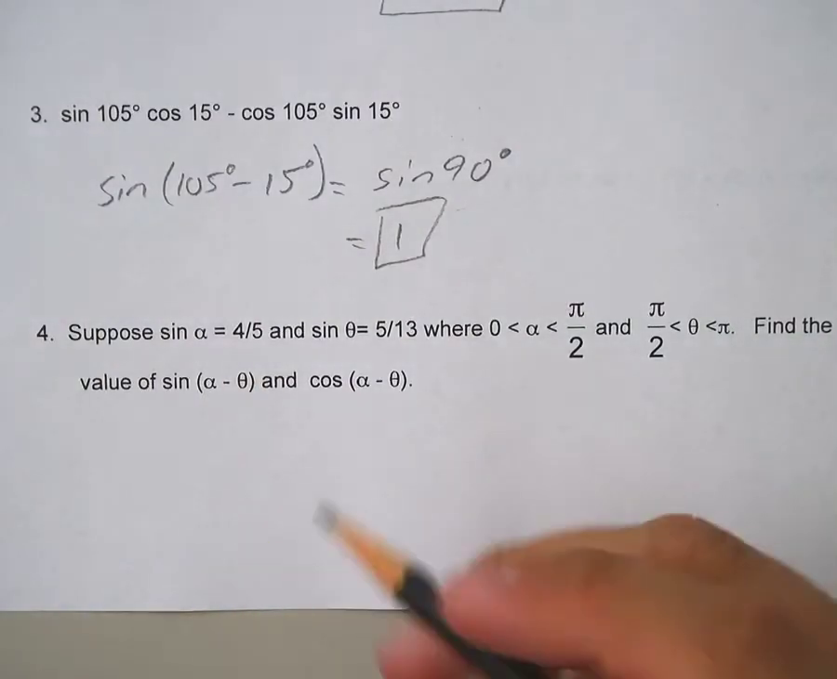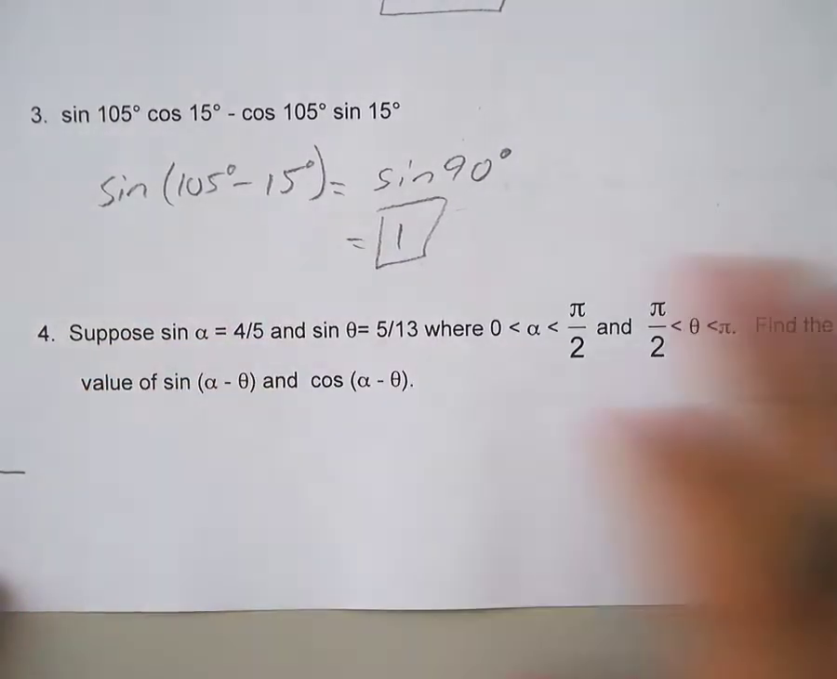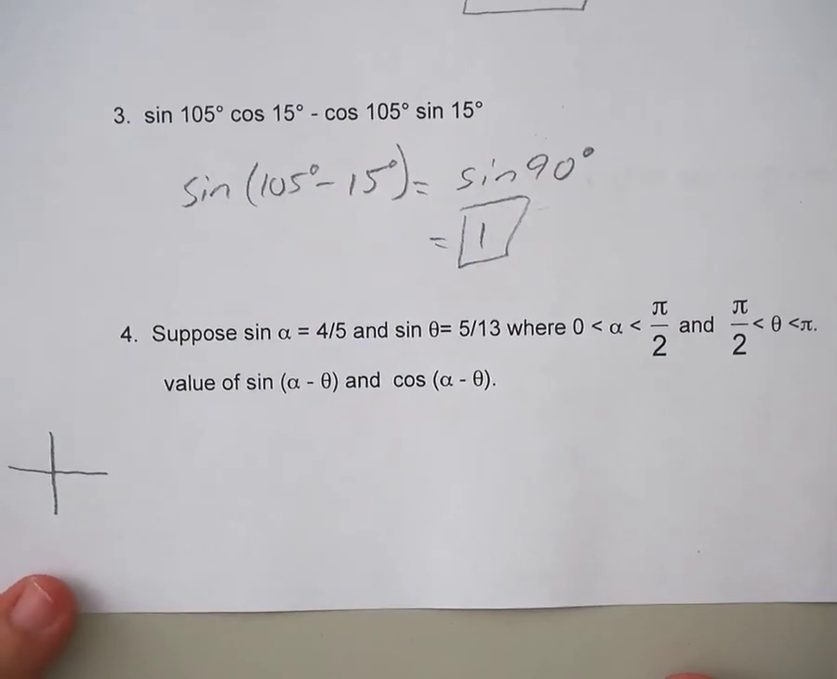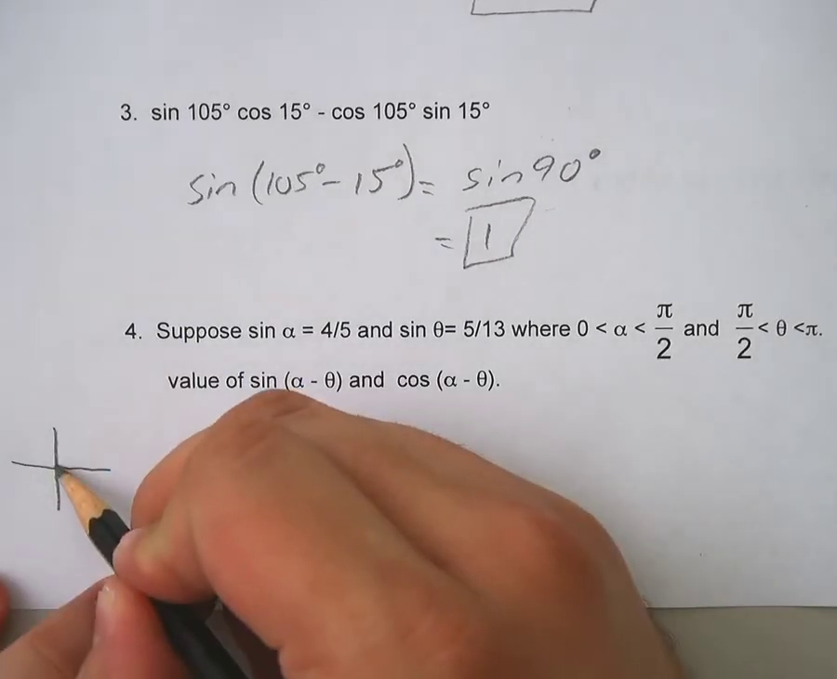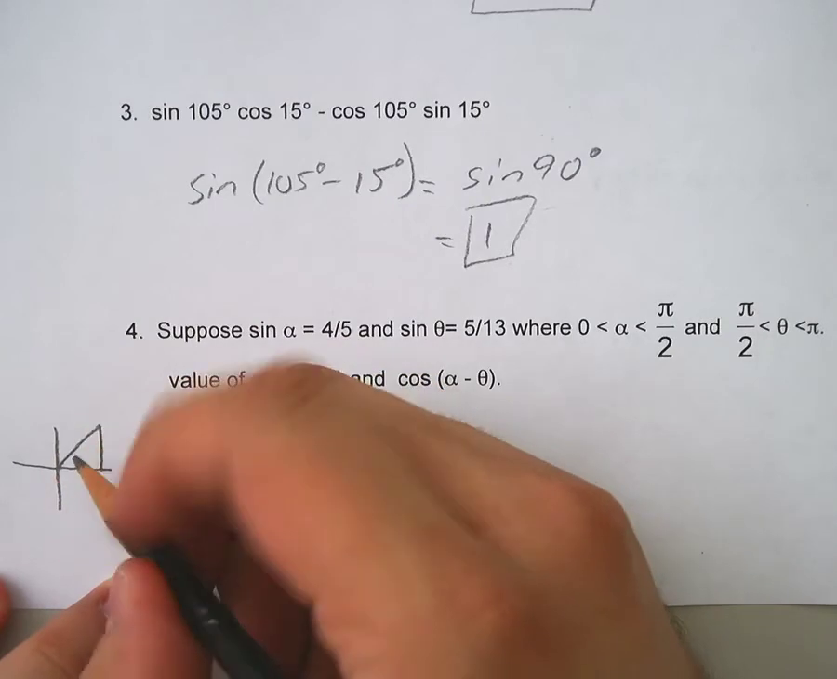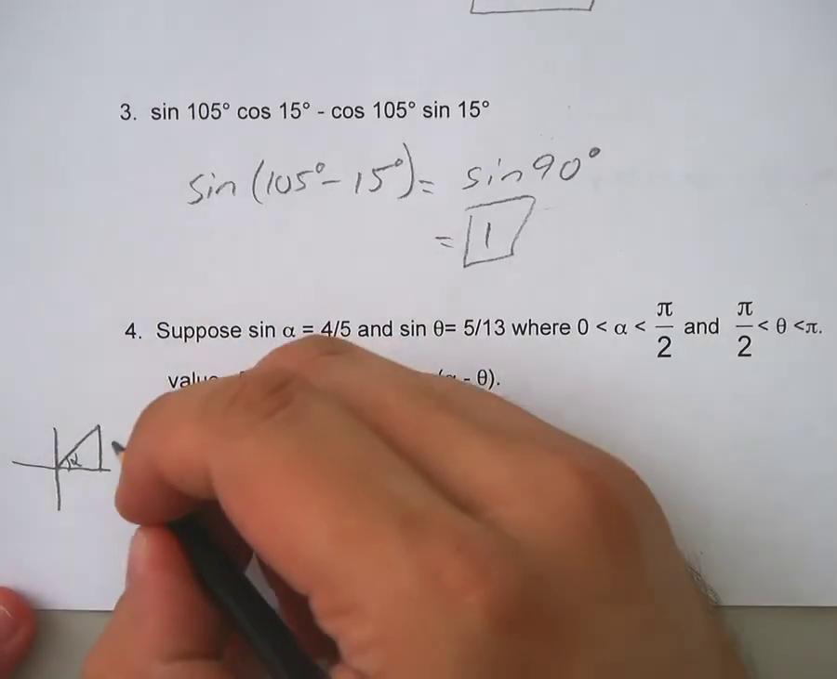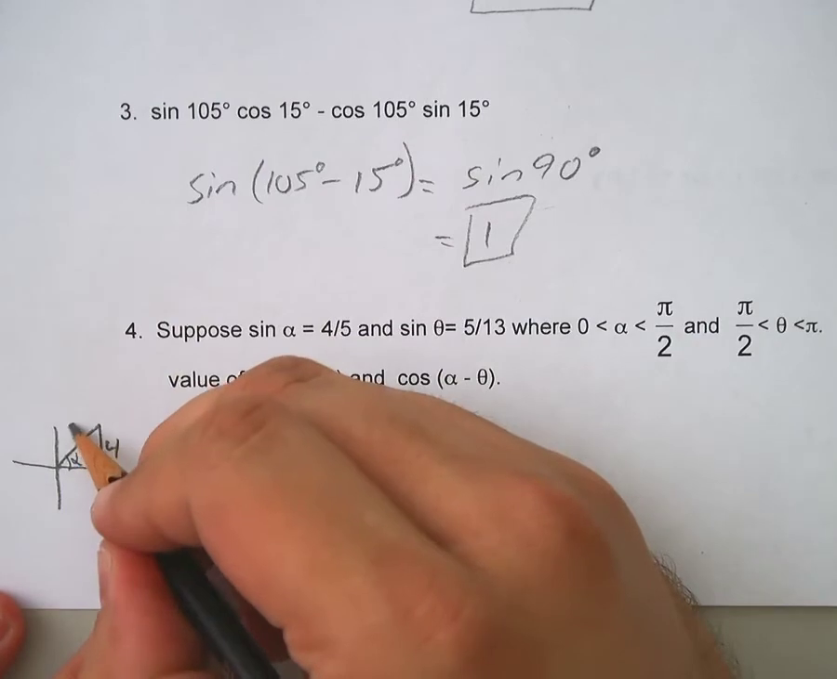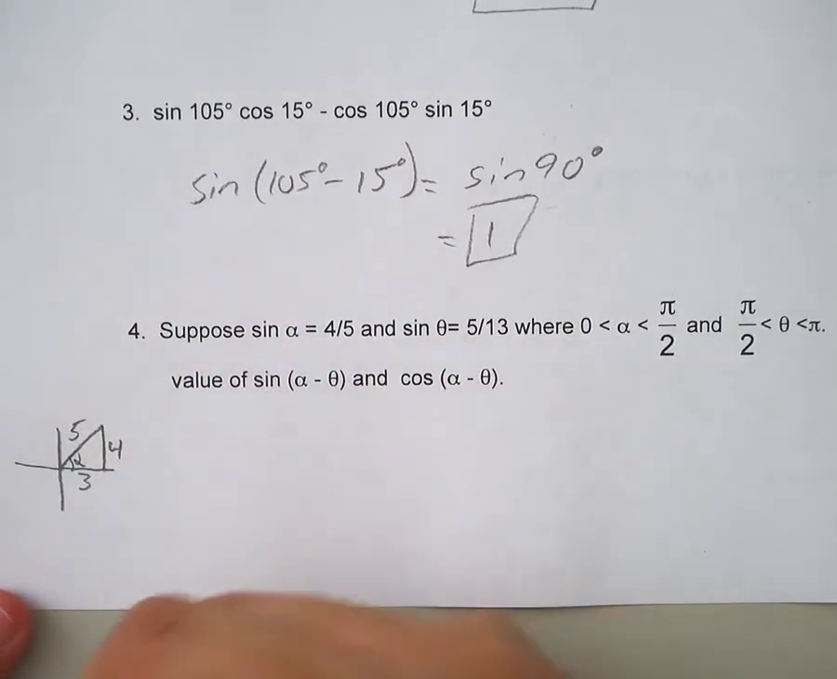So let's graph alpha. Here's how alpha is going to look. Alpha is somewhere between 0 and pi over 2, which is here. So here's alpha. And it says sine is 4 over 5. Well, sine was y over r, right? Y is 4, r is 5. Using a little Pythagoras, we can come up with this as 3. Okay?